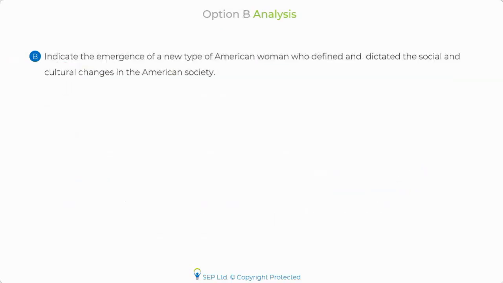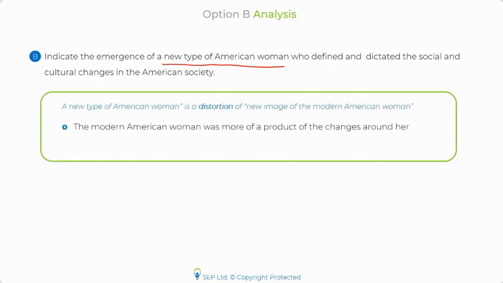B says, again, 5% of you chose B: the term new woman primarily serves to indicate the emergence of a new type of American woman. New type is not the issue, guys. She was not a new type. She was a new image. So using the word new type is a distortion. If I say it's a new type of species, it simply doesn't mean the species has changed the image it has in the public sphere, right? So here she was not a new type of woman. She was a modern definition of the American woman.